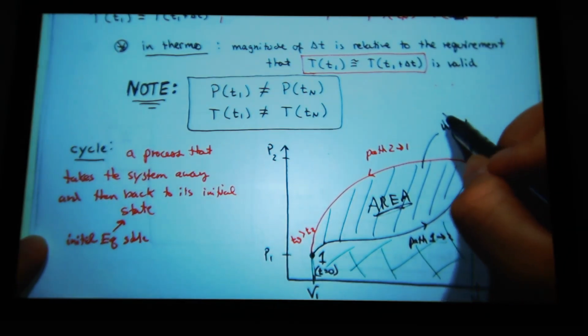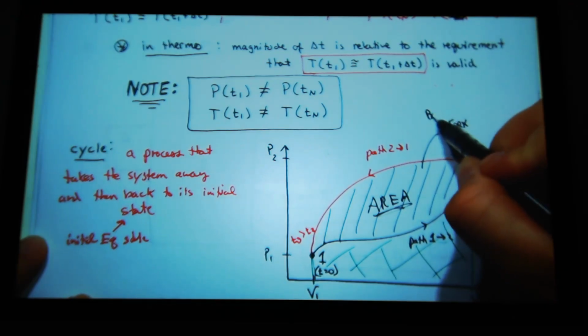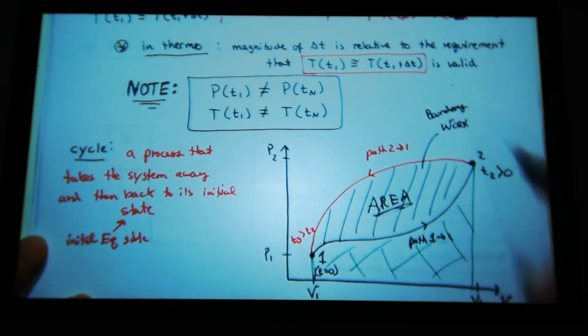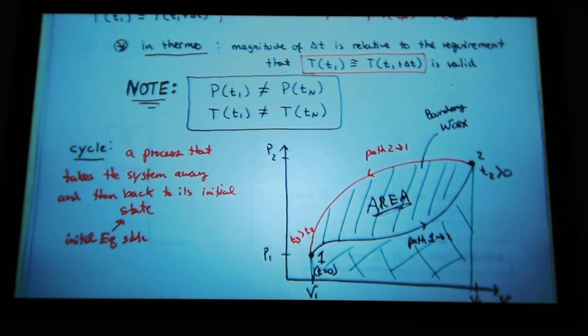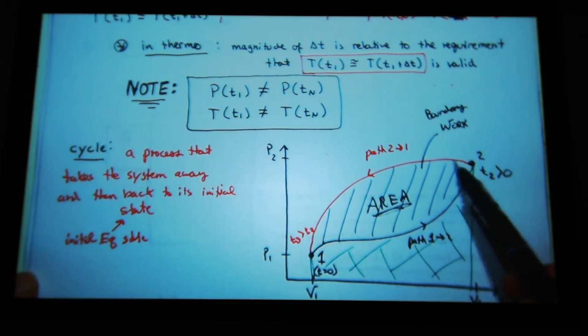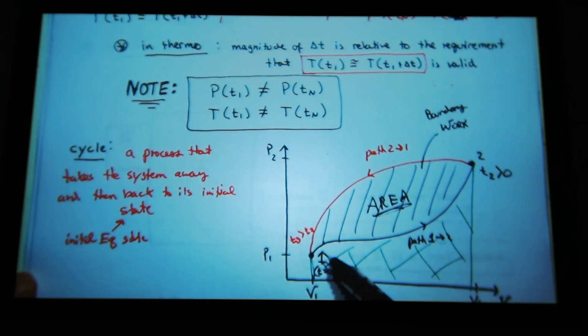work. Boundary work. Remember I talked about blowing up a balloon? So I increase the pressure and volume, I decrease the pressure and volume.